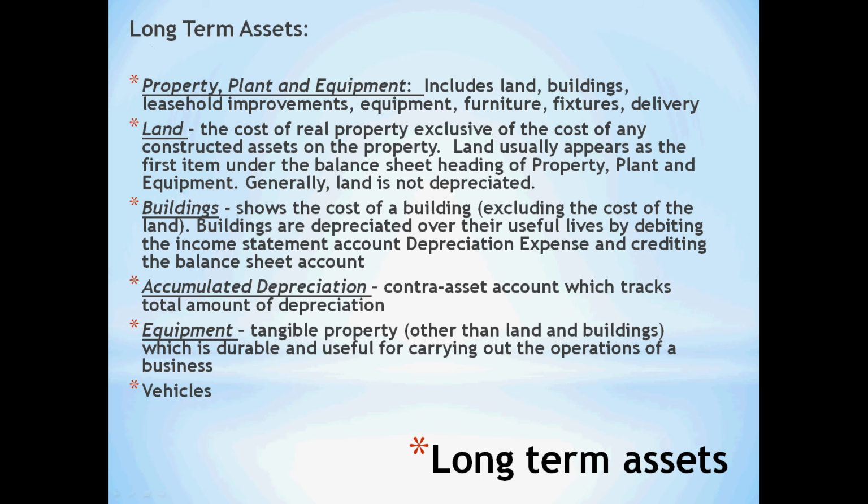Buildings are depreciated over their useful lives by debiting the income statement account depreciation expense and crediting the balance sheet account accumulated depreciation, a contra asset account, which tracks the total amount of depreciation. Equipment is tangible property other than land and buildings, which is durable and useful for carrying out the operations of a business. And then you have your vehicles, like your construction vehicles, your cars you need to use for doing work.